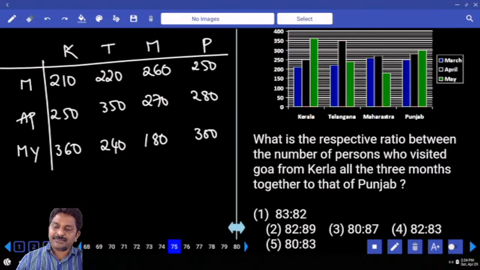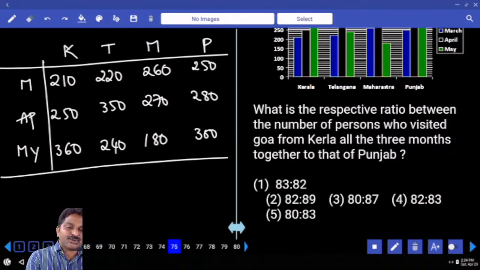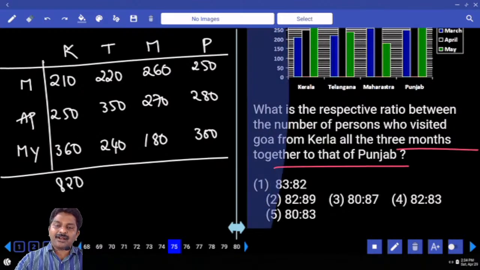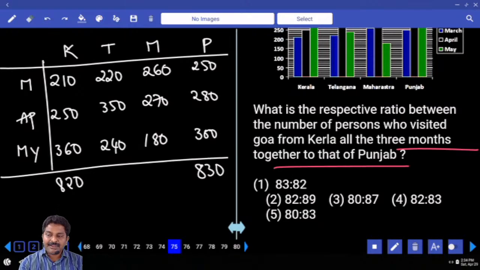What is the respective ratio between number of persons who visited Goa from Kerala all 3 months together, and Punjab all 3 months together? For Kerala: 210, 250, 360, total 820 in 3 months together. Punjab also: 250, 280, 300, total 830. For these two, we were asked to calculate the ratio, right? 0, 0 gets cancelled. 82, 83.